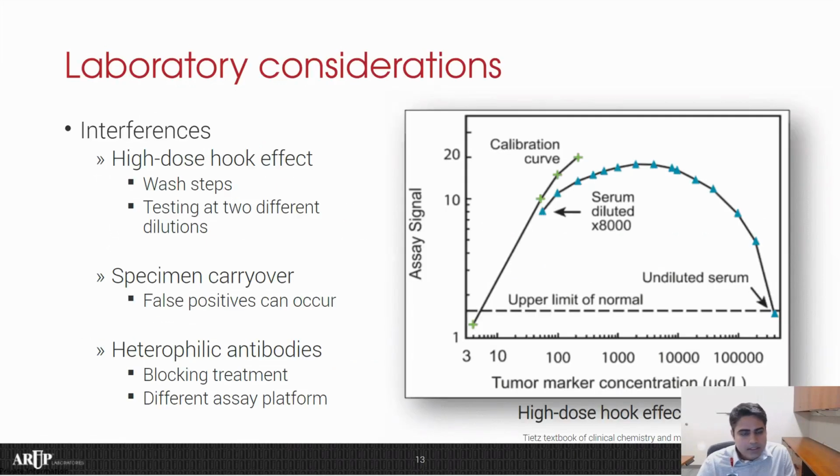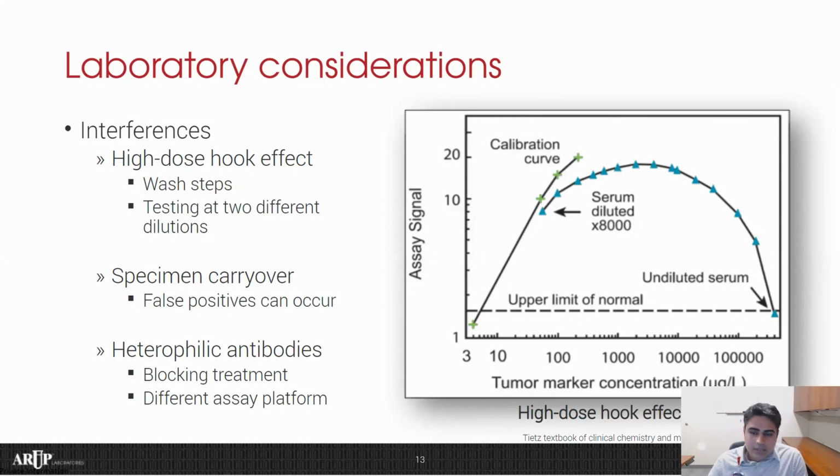As far as interferences are concerned in tumor marker assays, there are three important factors that one should consider. The first one is high dose hook effect. This is particularly important for some tumor markers whose levels can go very, very high, several hundred or several thousand fold high. For example, HCG.